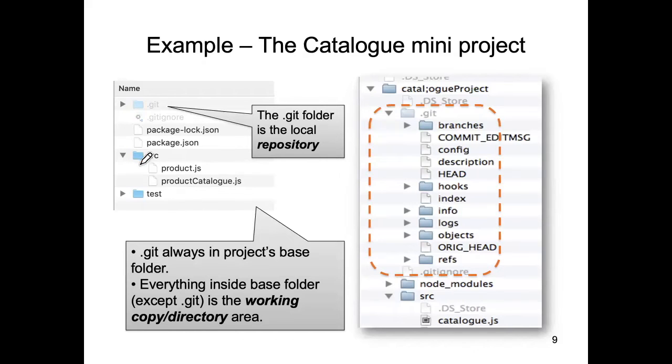By the way, in terms of working directory, this is the Git repository. The working directory is all of the rest of the project folder, if you like, because these are the things that we edit and make changes to. So in version control language, we would say this is the working directory or the working copy. This is the repository.